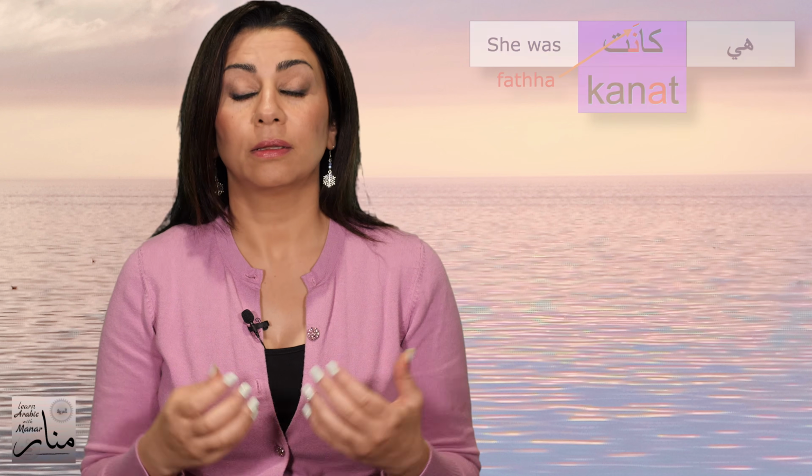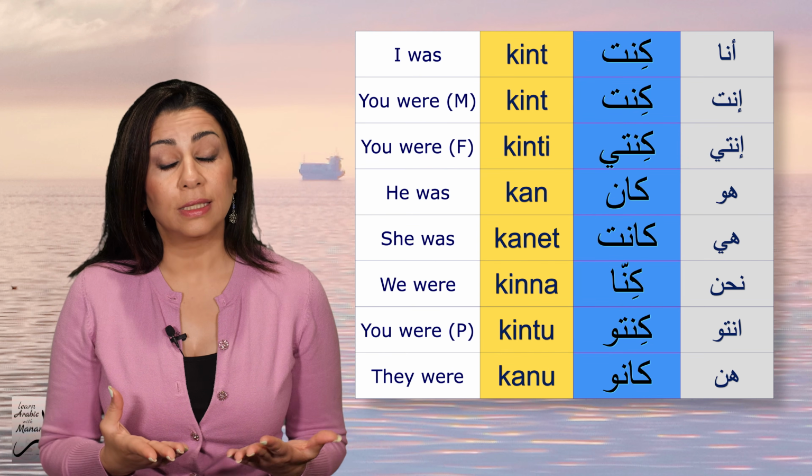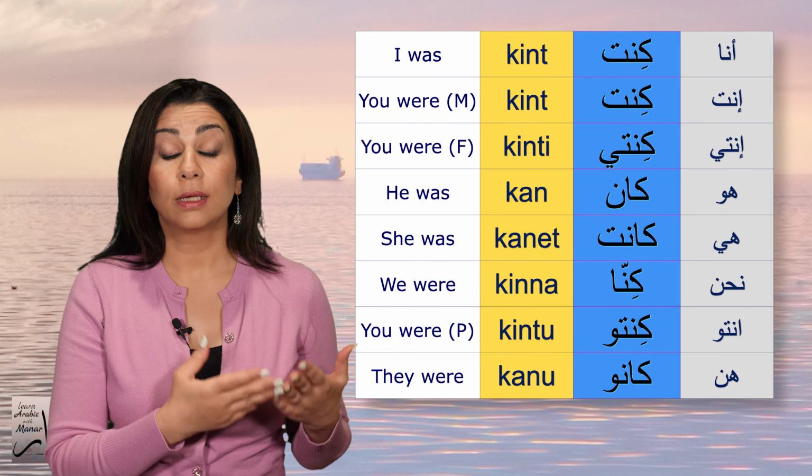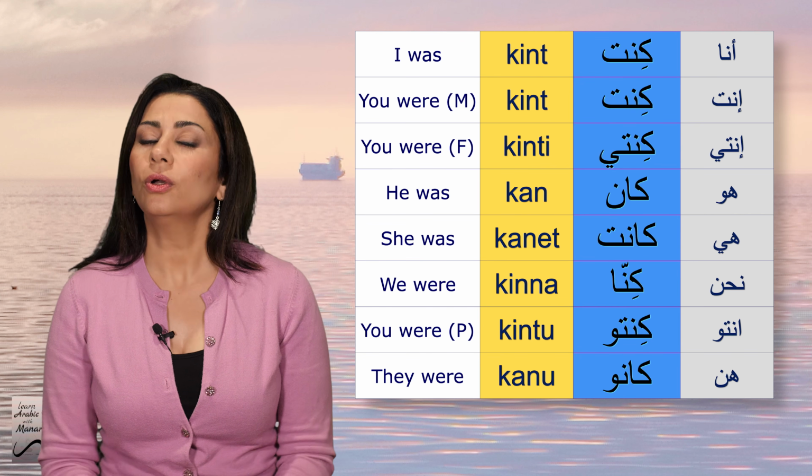كانت, كانت. It's the same but just different pronunciation. Let's look at the full conjugation once more and then we will see it in examples. كنت, كنت, كنتي, كان, كانت, كنا, كنتوا, كانوا.